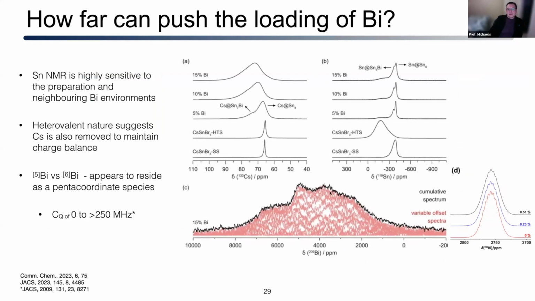So what you can see here is a combination of cesium NMR, tin NMR, and bismuth NMR. I'll start with the cesium, where you can see that the parent phases agree fairly well for each of them.